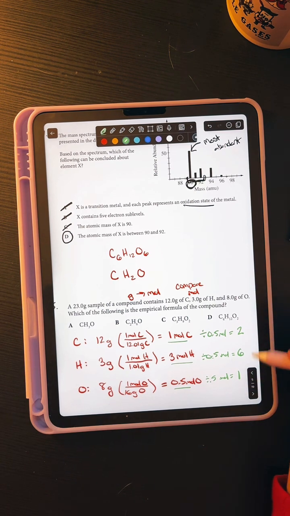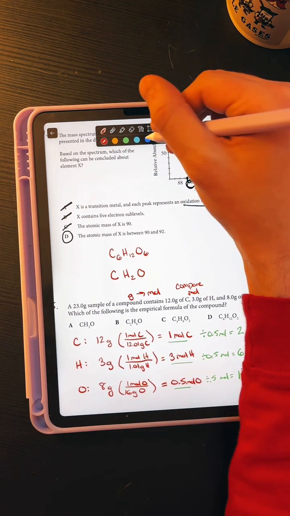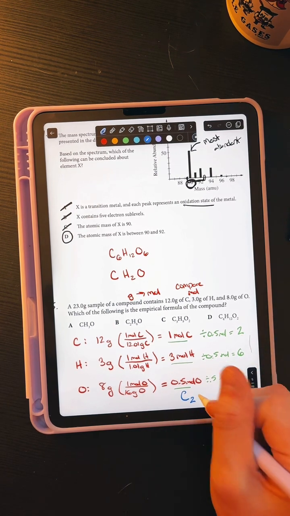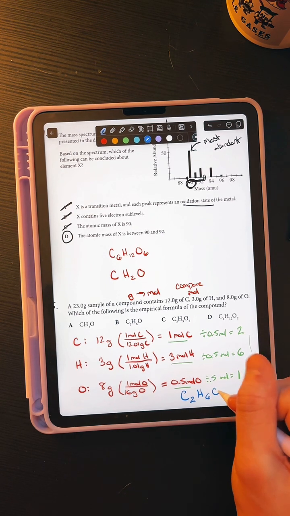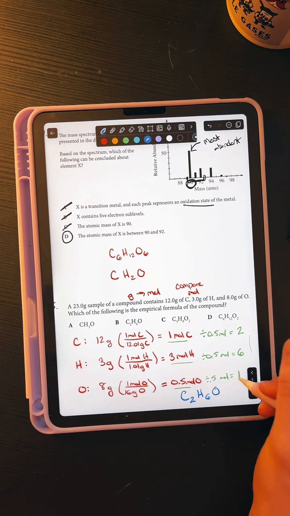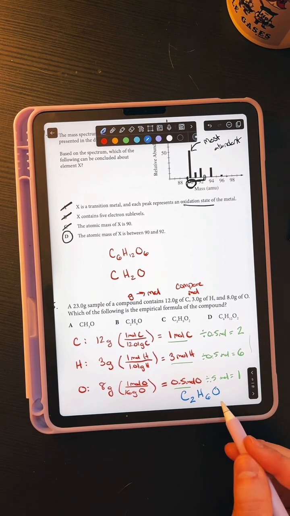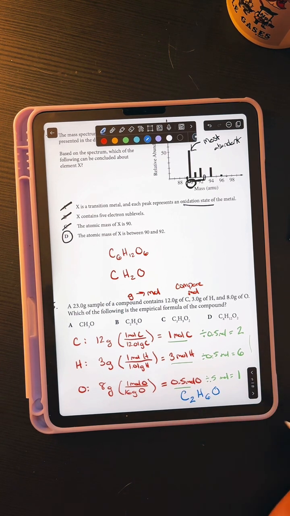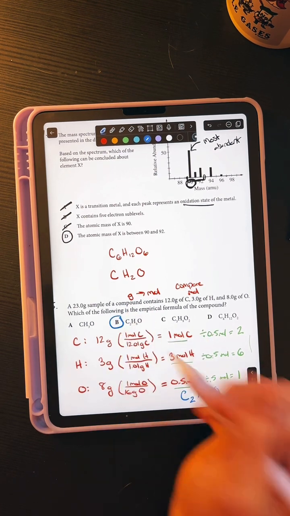And these numbers are the subscripts for our empirical formula. So the empirical formula given here, we have C2, that 2 comes from here, H6, that 6 came from there, and that O1, we don't include that 1. So C2H6O is the ratio of carbons, hydrogens, and oxygens in our compound, which is choice B.